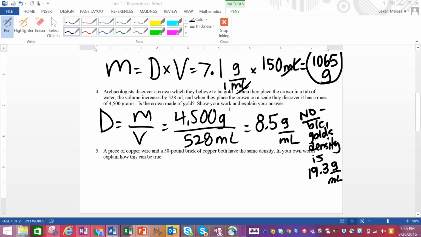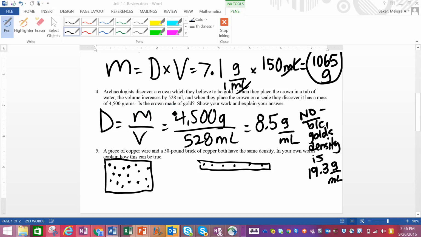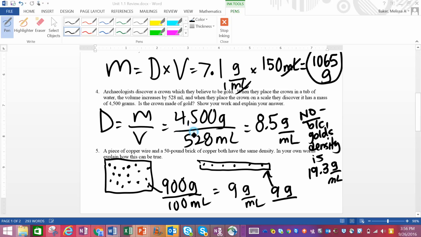All right, a piece of copper wire and a 50-pound brick of copper both have the same density. In your own words, explain how this could be true. Okay, so if I've got a big 50-pound brick of copper, the atoms are still going to be packed in the same way as they are in the piece of copper wire. There's still going to be the same amount of mass per volume. So maybe this big brick is 900 grams and it is 100 milliliters, but the density there is 9 grams per milliliter. And maybe this tiny little wire is 9 grams, but it's only 1 milliliter for its volume. So it's still the same grams per milliliter. The atoms are packed in the same way. Every single thing made of copper will have the same density.